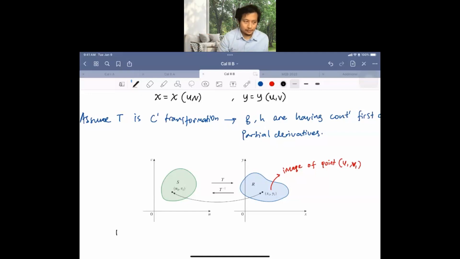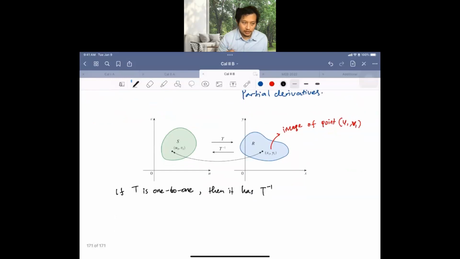And if the transformation is one-to-one, then it has the inverse T. So we could write down that u is also a function of two variables x and y. Let's say we have G because we have the inverse, and v is H of x and y.